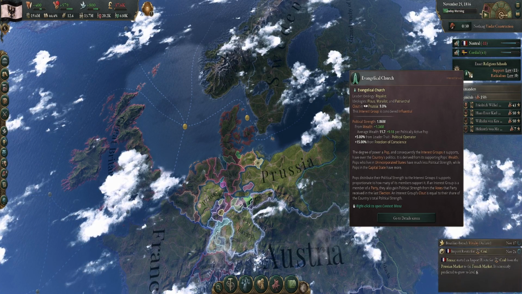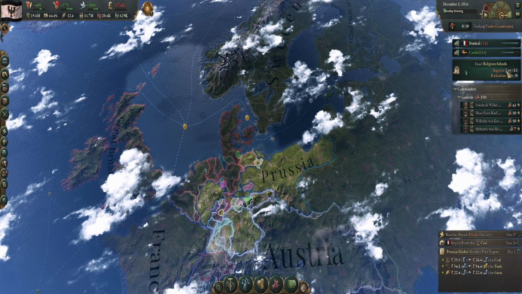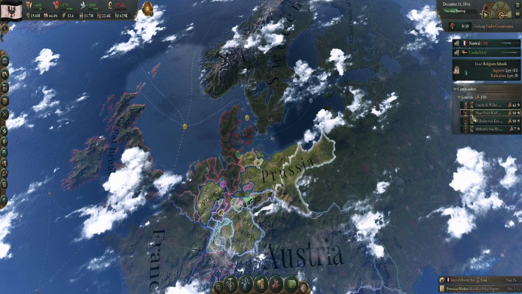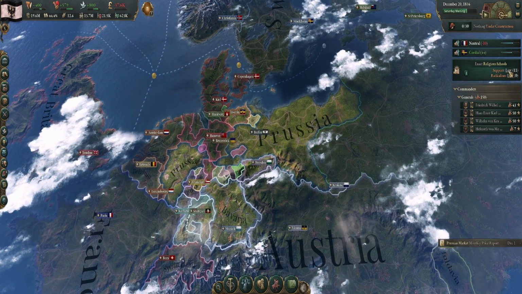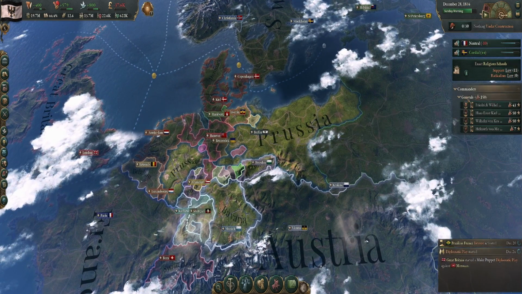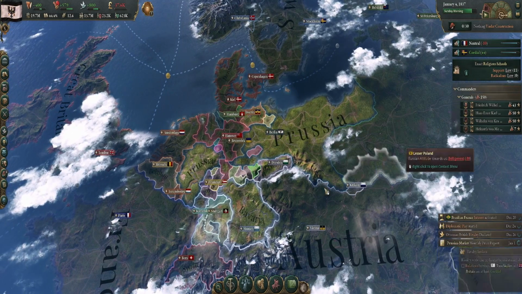Below that, you have a little screen that basically tells you that these guys here, the evangelical church, are wanting to enact religious schools. You don't really want that. Luckily, their support and their radicalism is pretty low, so that part is good. They're not going to cause too much trouble.